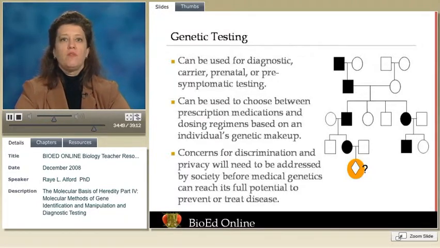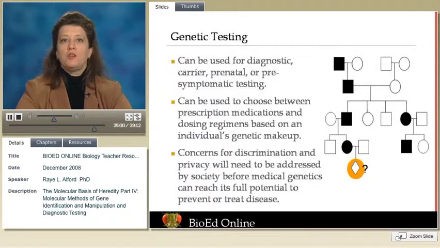For example, cystic fibrosis is common in Caucasians. Carrier testing of Caucasian couples planning to have children can provide couples with information about their risks for having a child with CF. In contrast to disorders that affect individuals early in life, some genetic diseases do not begin to affect individuals until later in life.